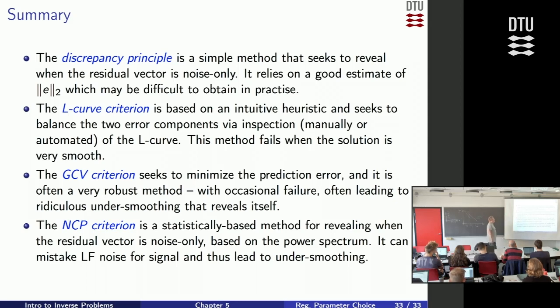There's the GCV criterion, which is based on solid statistics. Also a very robust, very nice method. It may fail once in a while, but typically when it fails, we definitely know it has failed. And then the most recent method in this category is the NCP criterion. That so far only works for white noise data, but it can also be successful once in a while. Okay, and you'll look at these in your exercises, so let's stop here.